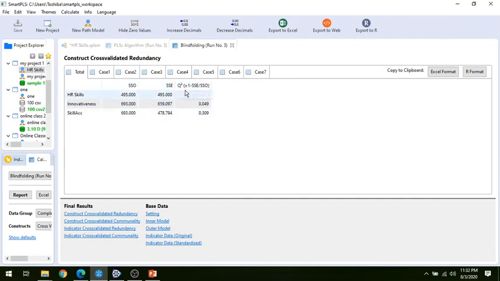This Q square value should be more than 0. So any value which is more than 0 is considered to be good. Here innovativeness, it is providing a value of 0.049 and skill acquisition 0.309. So this is Q square or the predictive relevance.